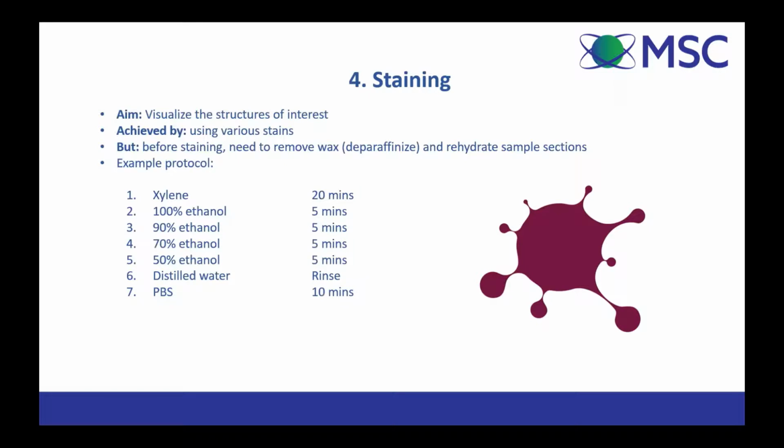So an example protocol is something like this, where we have to remove the wax by putting it in your xylene or your xylene substitute. So that will get rid of the wax. And then you slowly rehydrate it by putting your samples into decreasing concentrations of ethanol. And then you'll finally rinse with a bit of distilled water to clean all that ethanol off. And then you'll put it into something like PBS or Hanks for a period of time in order to nicely rehydrate your samples.